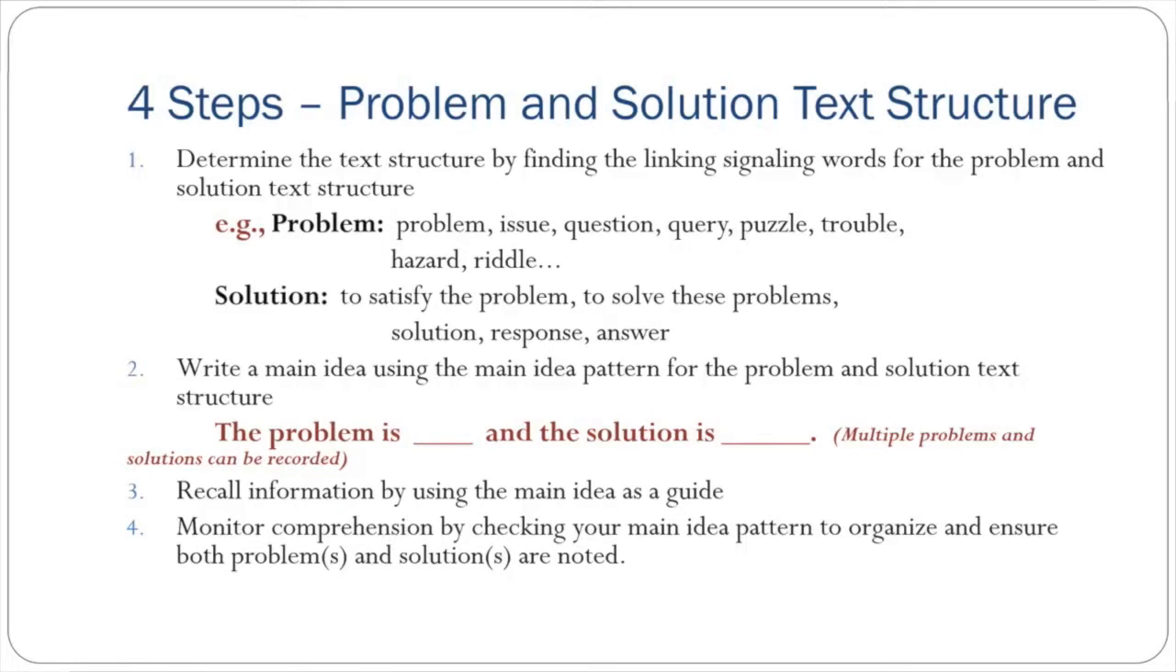Linking signaling words used in the problem and solution text structure include problem, issue, question, query, puzzle, trouble, hazard, riddle, and others you can find. For the solution part of the text structure, typically authors would use to satisfy the problem, to solve these problems, solution, response, and answer.